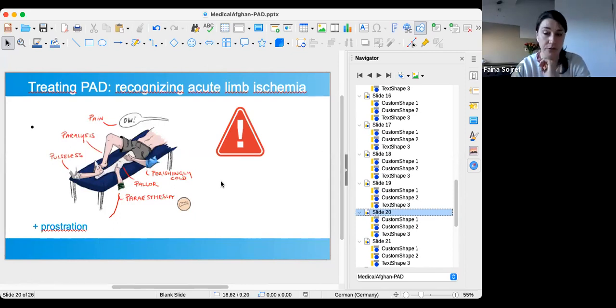If this goes on for long enough, you might see another P, prostration. What happens is that the dying muscle cells and tissue cells can release toxins and potassium into the bloodstream, causing the patient to go into kidney failure and into shock. So this is really a situation threatening not only the limb, but also the life of our patient.